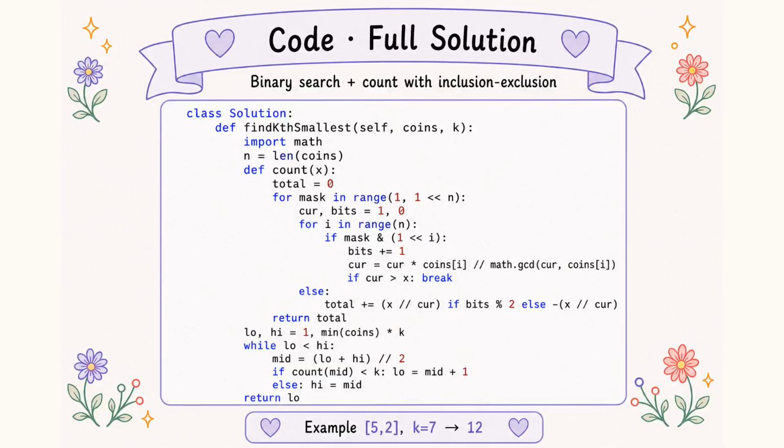Here is the full Python solution. The helper count loops every non-empty bit mask, builds the least common multiple of that subset, then adds or subtracts X divided by that value based on subset size parity. Binary search calls count until low equals high. For coins 5 and 2 with K 7, it returns 12.